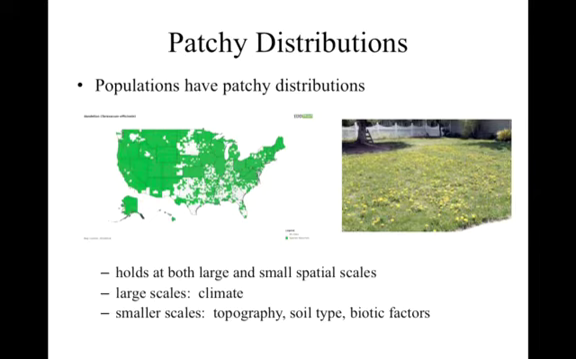You might have a pocket of nitrogen-rich soil in one area, and that allows a plant to grow in that little patch. Biotic factors. Again, I might have root herbivores in one area and not in another, and so that excludes the plants from one location.